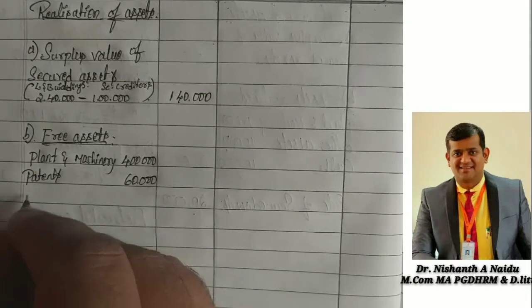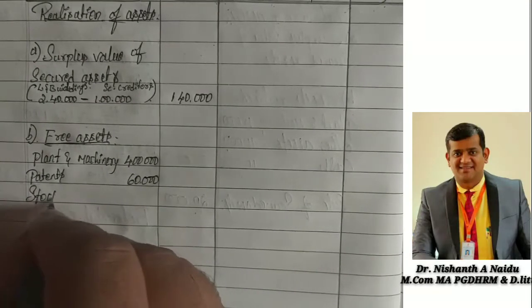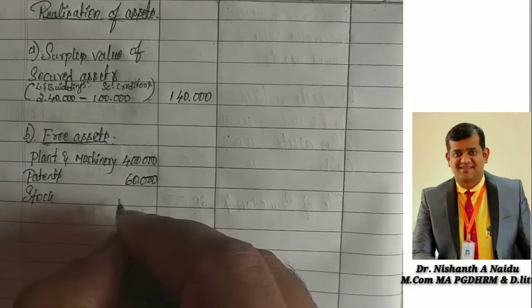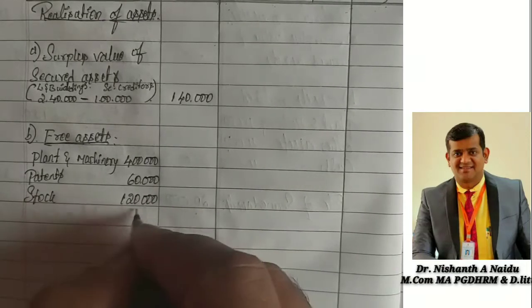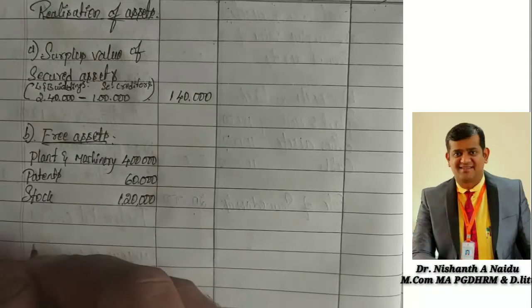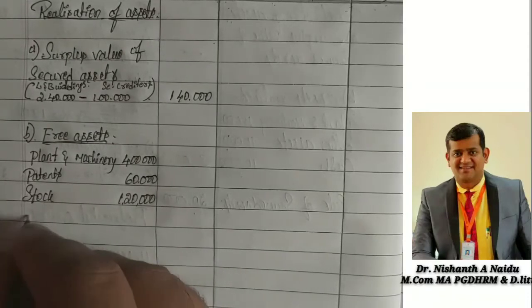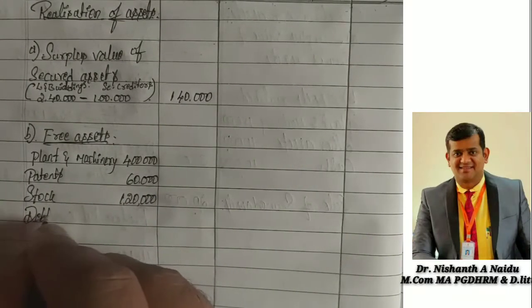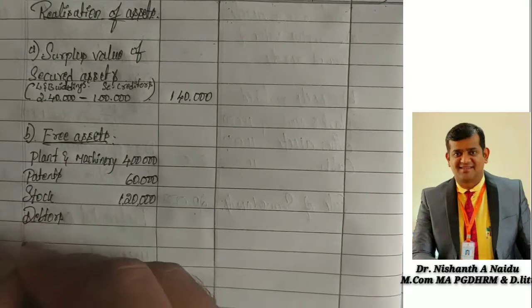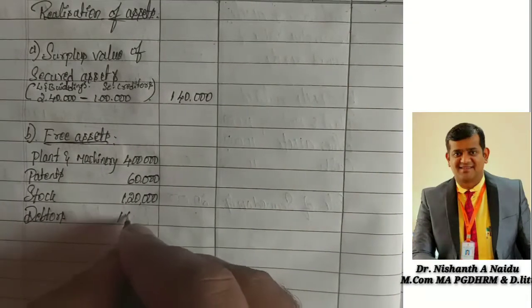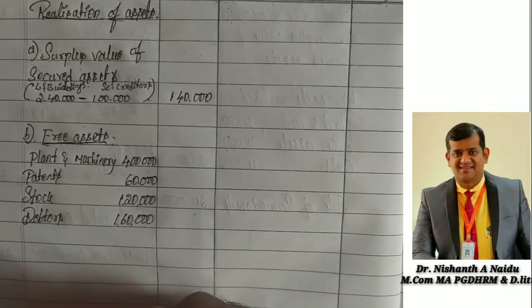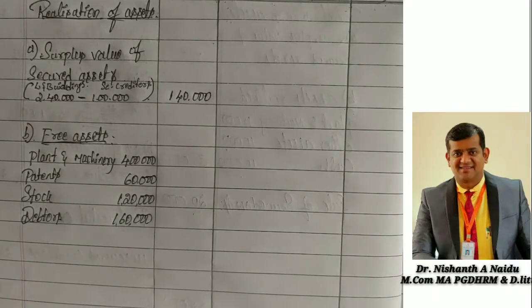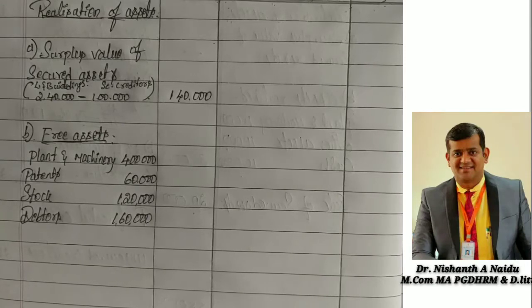Next, stock. So we have a stock over here. It has been realized for 1,20,000 rupees. Then we have debtors. Debtors has been realized for 1,60,000 rupees. So these are all the assets that have been realized.